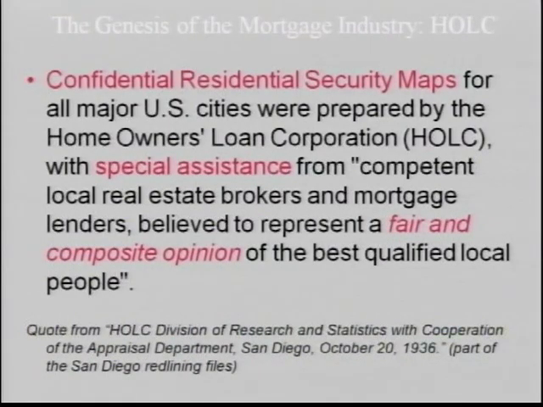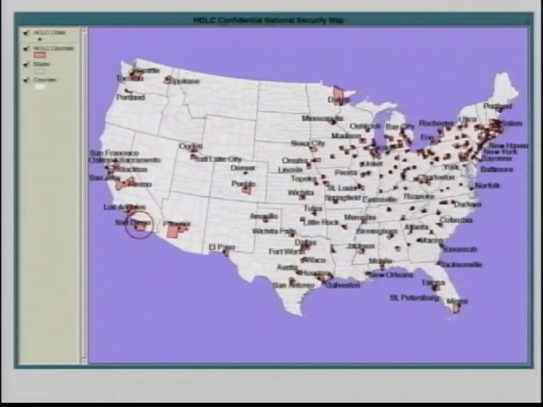So confidential security reports were created. Field agents were sent all over the country. The National Archives has some 200 and, I forget the number, 30 plus city files that were surveyed between 1935 and 1940. This was a map I created a few years back, just based on a paper index, an approximate map.